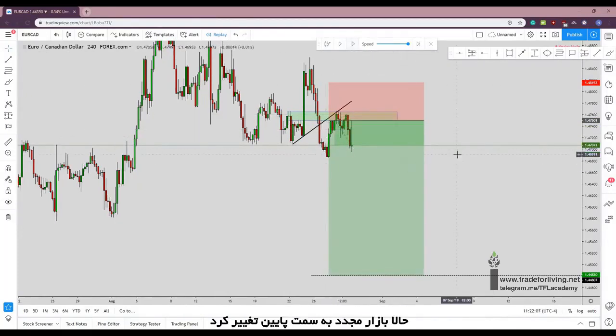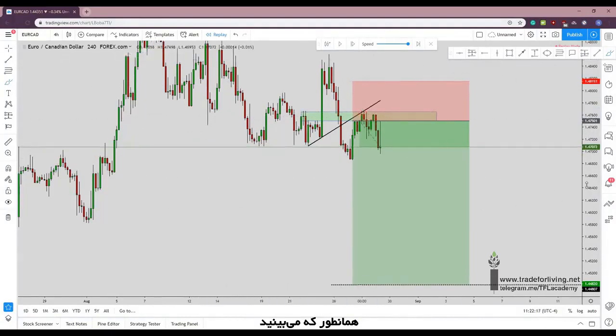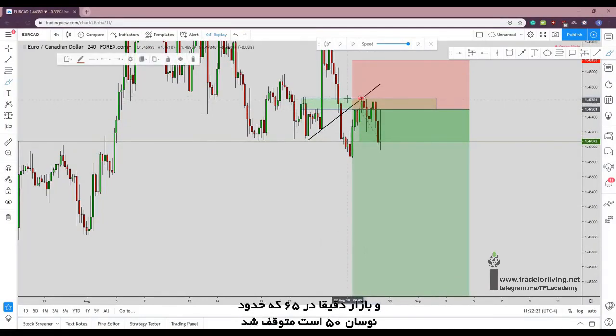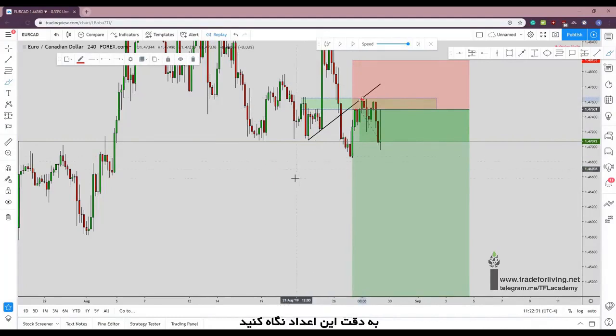And now the market shifted to the downside, so rejecting our area. You can see very clearly the market hit the trend line and hit the slippage. As you can see, these numbers that I teach you are exactly very accurate in the market. The market stopped exactly at 65, which is a slippage number of 50. So as you know, the market first rejected the 50, then rejected the 65. Look at the accuracy of the numbers.